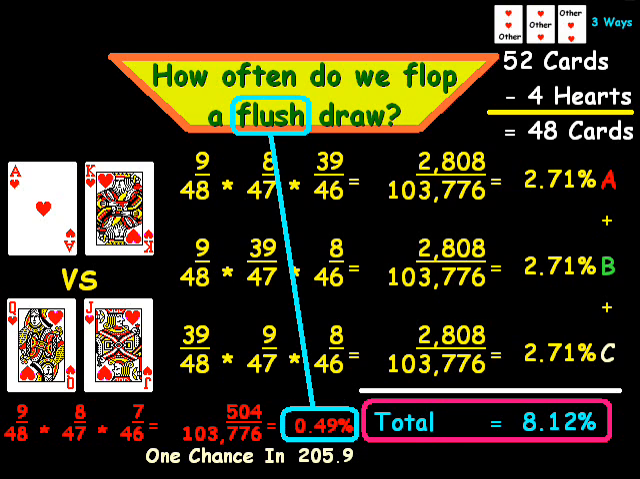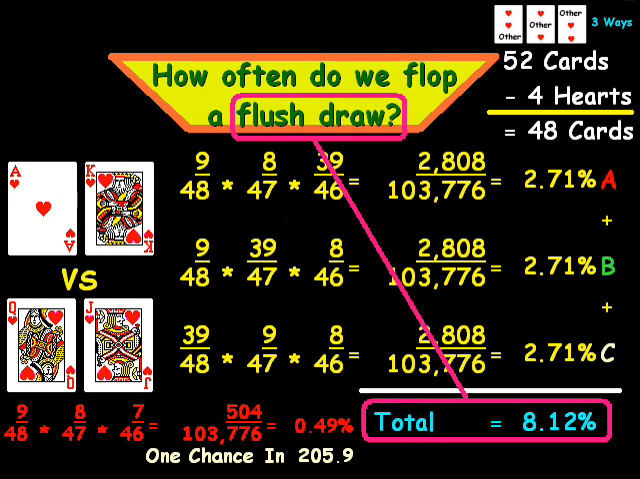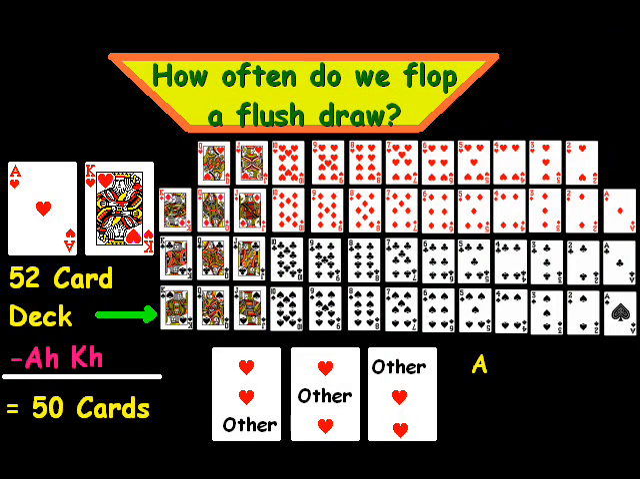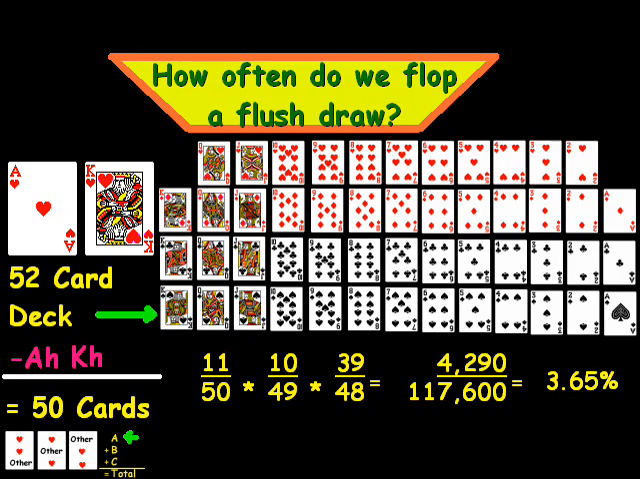0.49%, and we'll both flop a flush draw 1 in 12 times, or 8.12%. And that wraps up our brief overview of poker math on flush draws. Thank you for watching.